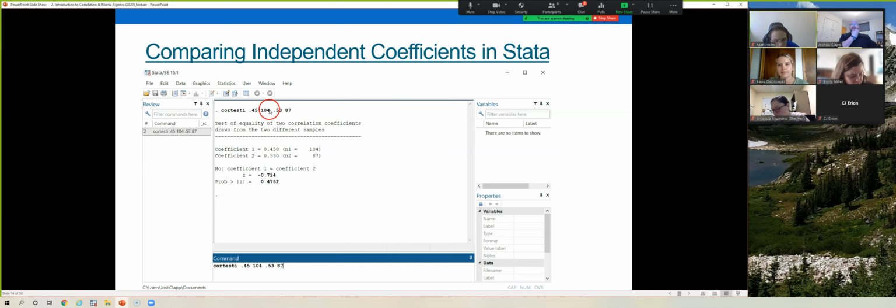Now, 0.45 is definitely a smaller number than 0.53. And these aren't huge sample sizes, but they're all right. But we're still not seeing enough evidence that we're actually capturing different population parameters based on the samples that we've got here. Okay, so people kind of understand what we're doing with this test.